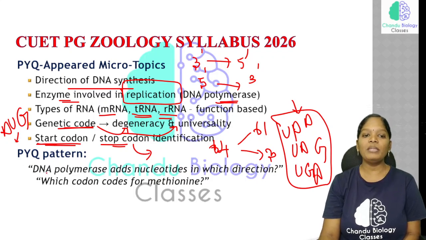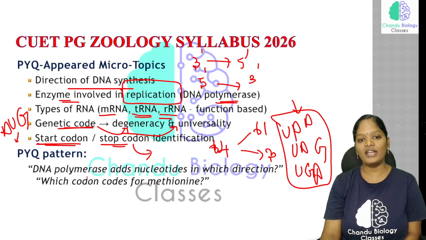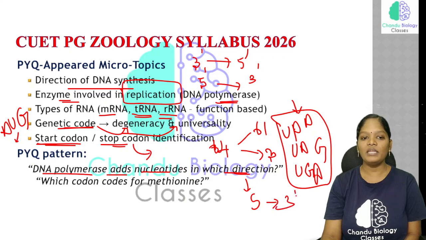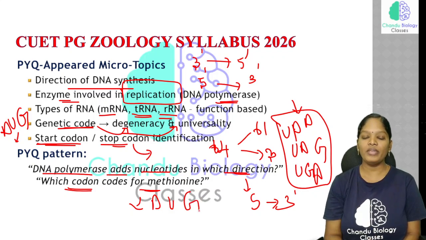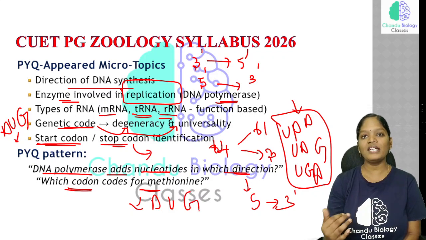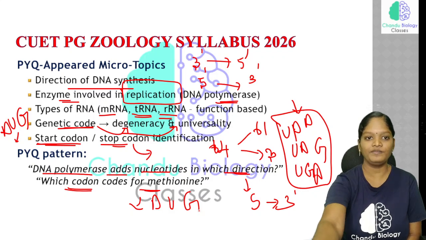In the previous year questions, what they have asked: DNA polymerase adds nucleotides in which direction? As I said before, it is in the 5' to 3' direction. Which codon codes for methionine? That is AUG. So these are all basic questions. Based on the PYQ pattern, you can easily come to a conclusion. If you know the basic understanding of each and every topic, you can easily crack the examination.